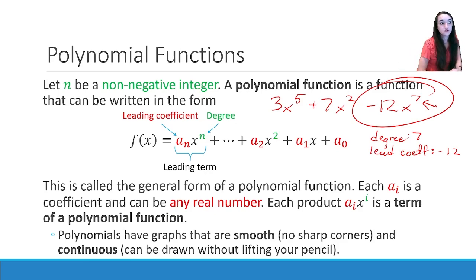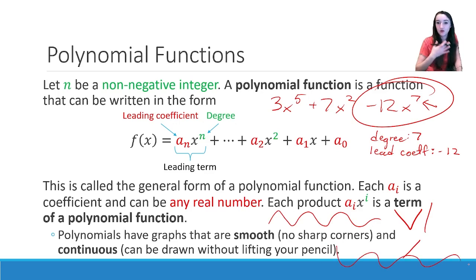Then one last note to make about polynomial graphs is that polynomials have graphs that are always smooth, which means they have no sharp corners, and continuous, which means they can be drawn without lifting a pencil. So in other words, they look something like this, but nothing like this, no breaks in them or anything like that. It's just smooth little curvy graphs. That's how all polynomials look. So you can kind of recognize something that's sort of polynomial-like if it's at least smooth and continuous.